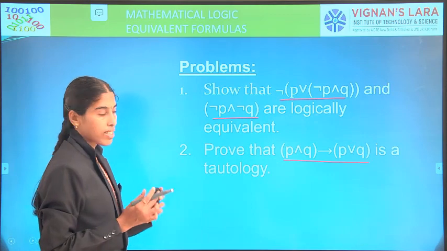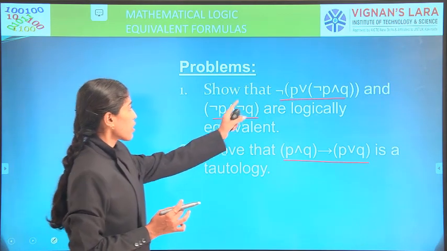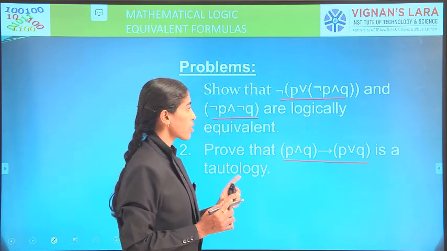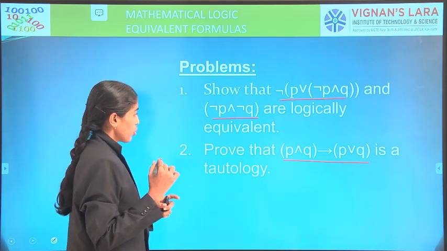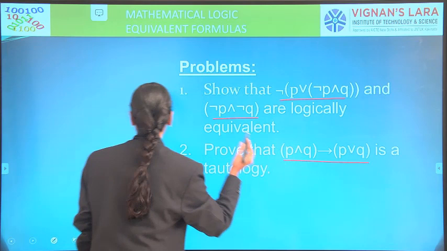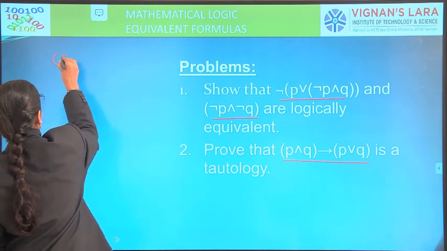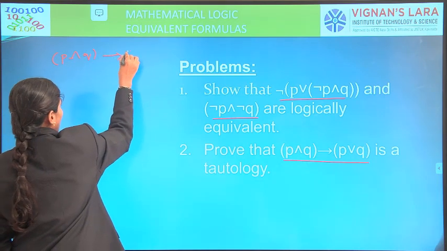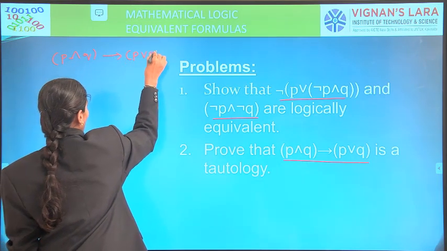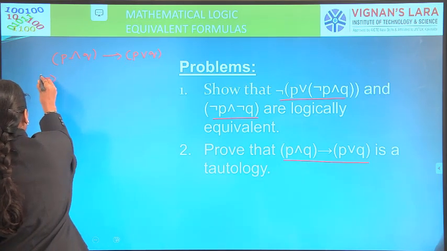Already we discussed two problems. The first one consists of OR and AND symbols only. You solve that problem, that is the exercise problem, you need to practice that problem. Second one, I will prove this one, which is P and Q conditional P or Q. It is equivalent to.